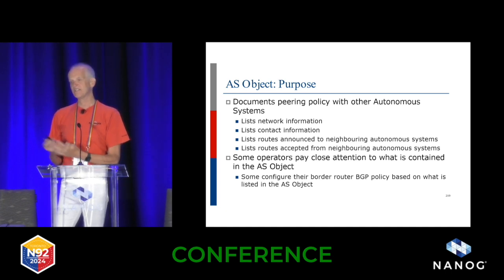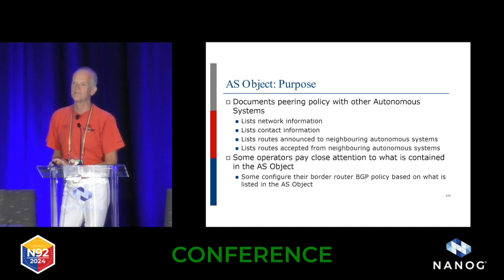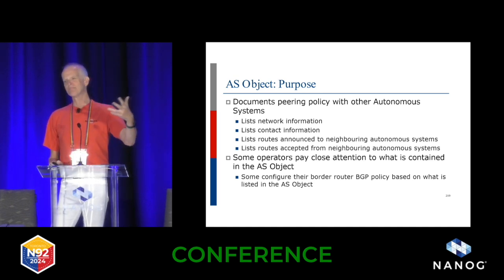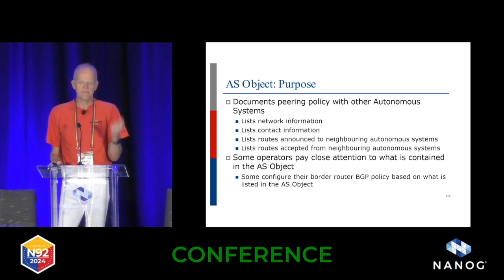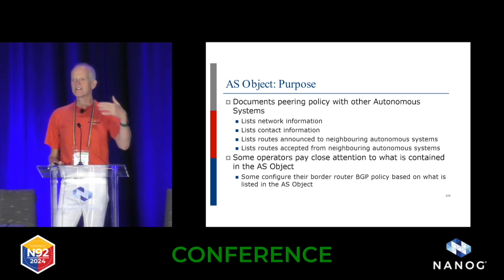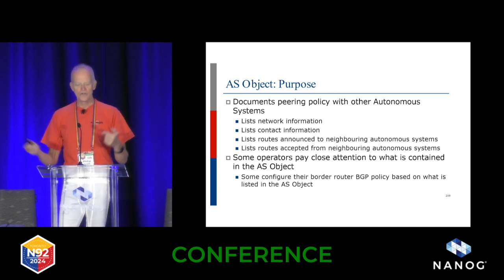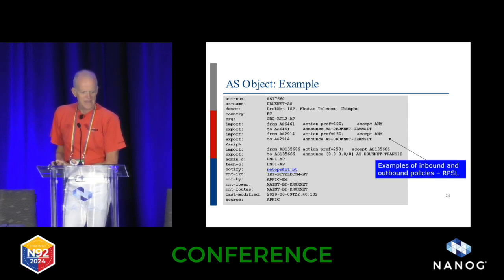An AS object lists network information, contact information, and the routes being announced to neighboring autonomous systems. So it's a simple attempt at documenting routing policy. It's not meant to replicate the CLI on the router, but to try and give an indication of who you prefer, who you peer with, and so forth.